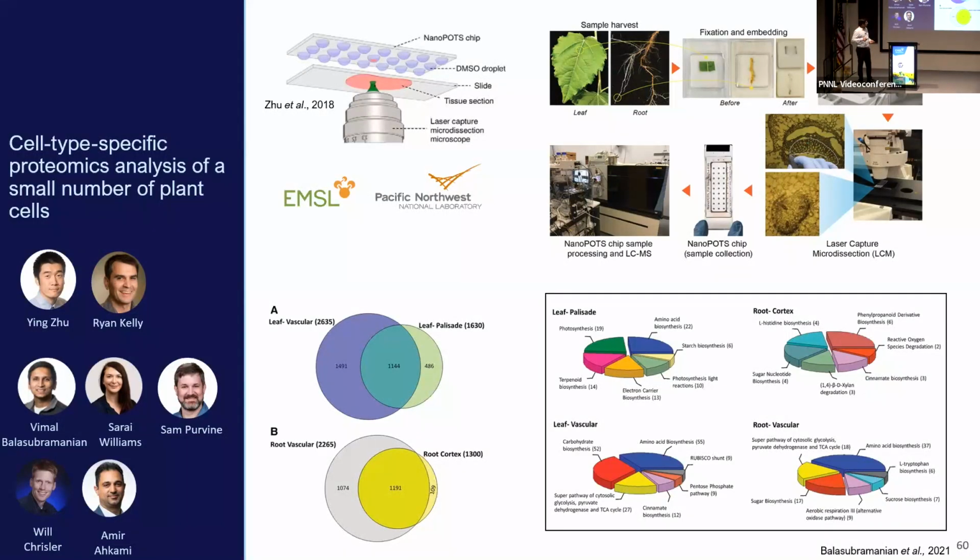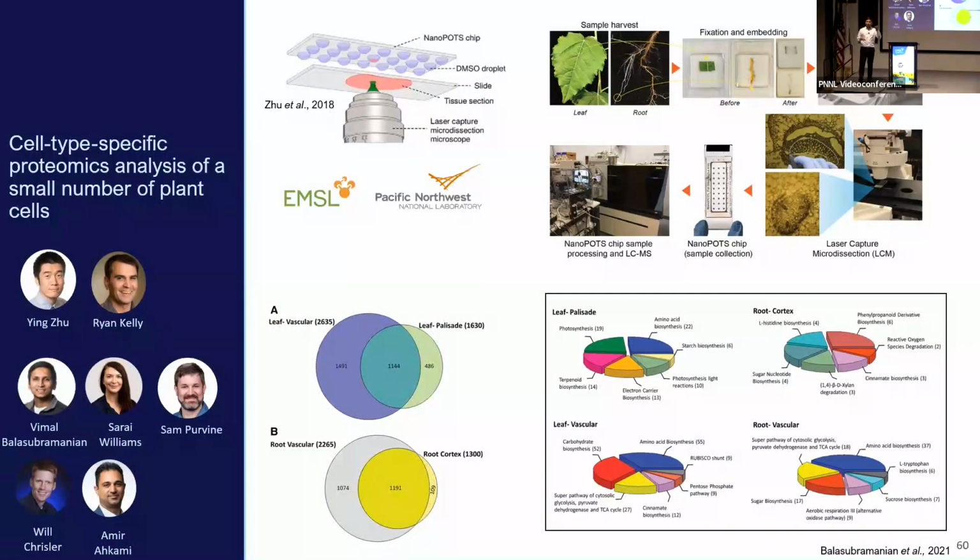As you can see, there are unique sets of proteins that comprise each cell type, which gave rise to unique pathways. For example, palisade is known to do photosynthesis, and that's what we saw as the enriched pathway in palisade. In vascular, there were different pathways such as carbohydrate biosynthesis, TCA cycle, and secondary metabolite biosynthesis. When we go to the root cortex, we saw some more unique pathways, such as xylem degradation, cinnamate biosynthesis, etc. But the root vascular shared some of the pathways with leaf vascular.